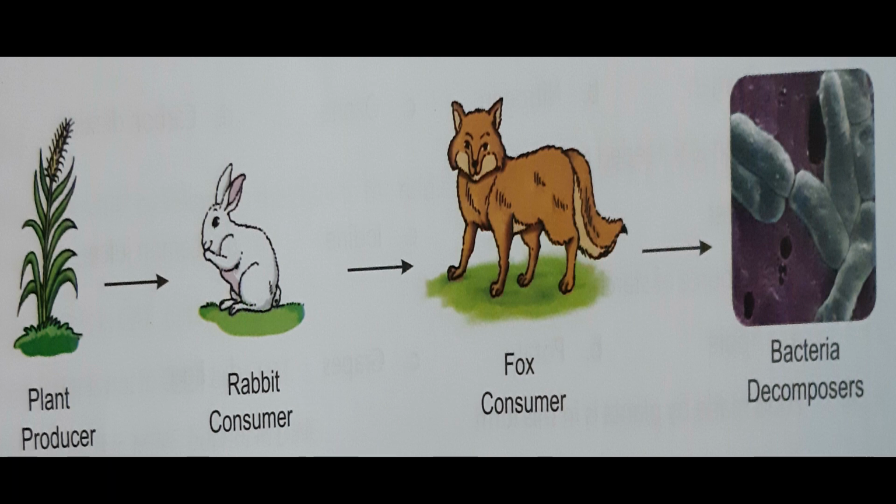And when the fox or any other animal dies, it is eaten by millions of bacteria. So, bacteria are called decomposers. This is the food chain which begins with producers and ends with decomposers. Understood, children?